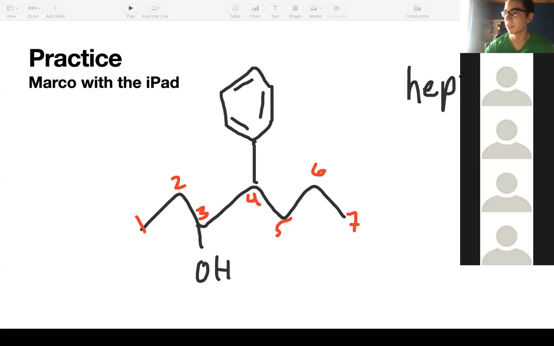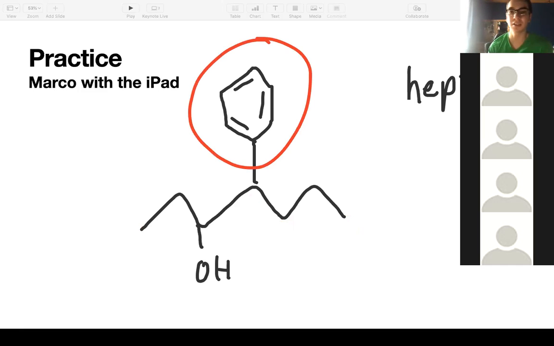So like Chess said, let me get rid of these numbers right here. So like Chess said, this one up here is called a phenyl group. Phenyl. I just got it. I was just missing the phenyl part. So that's the phenyl, and we know it's on carbon 4.